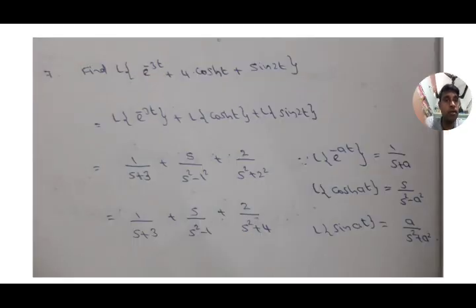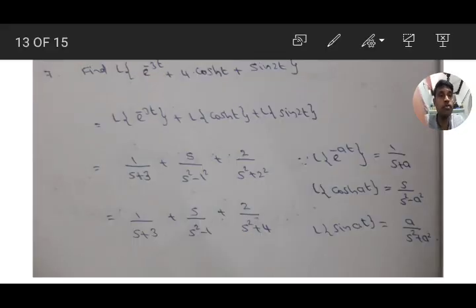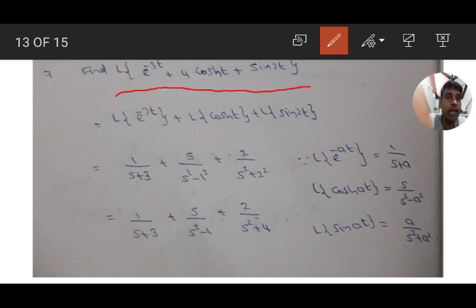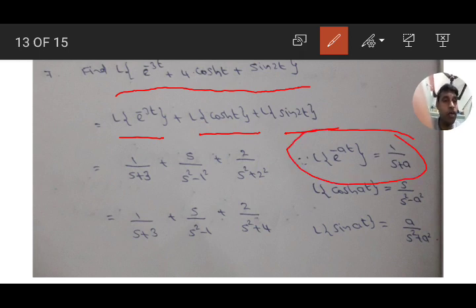Next problem. Find the Laplace transform of e to the power of minus 3t plus 4 into cos h of 3t plus sin 2t. Here we have three functions. By linearity property, it is the Laplace transform of the first function, plus the second, plus the third, and no coefficients are there. It means we use the direct formulas. First one, L of e to the power of minus at formula 1 by s plus a, second, L of cos h of at is s by s square minus a square, and L of sin at is a by s square plus a square.